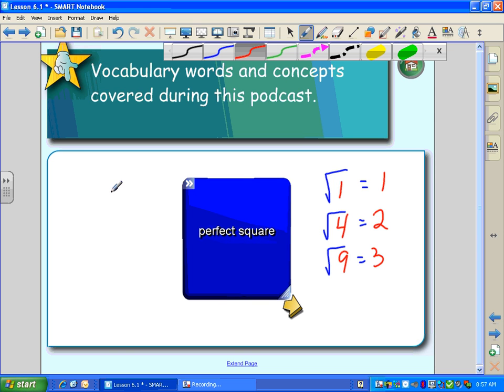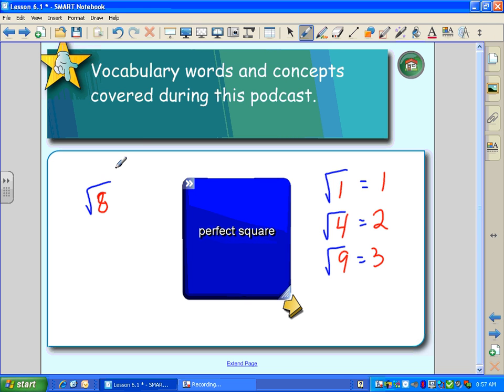Let's say I have 8. And I type into my calculator the square root of 8. When I do that, I get an answer that contains a decimal.